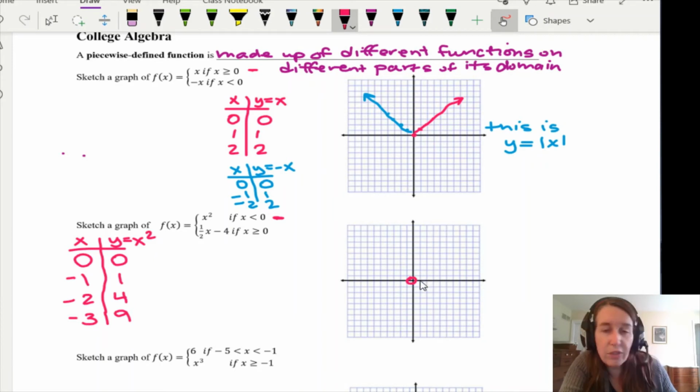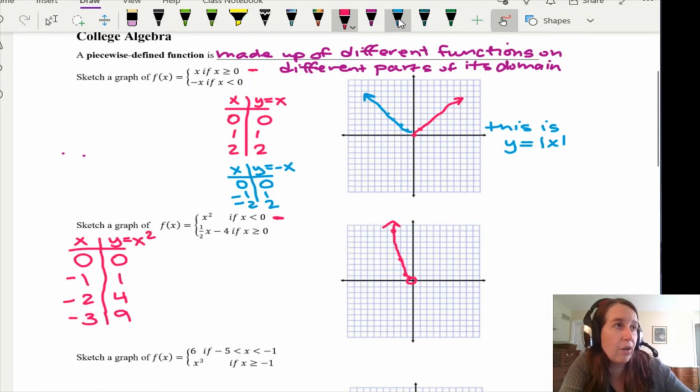So that's an open circle there at 0, 0. And then we have a point at -1, 1, a point at -2, 4, and then a point at -3, 9 there. So make that a nice little parabola there, a curve. All right.